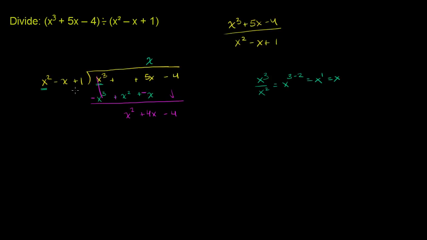And now let's look at the highest degree terms. X squared goes into x squared exactly one time. It's the same thing. So we put a plus 1. And then you have 1 times x squared is x squared. 1 times negative x is negative x. 1 times 1 is 1.